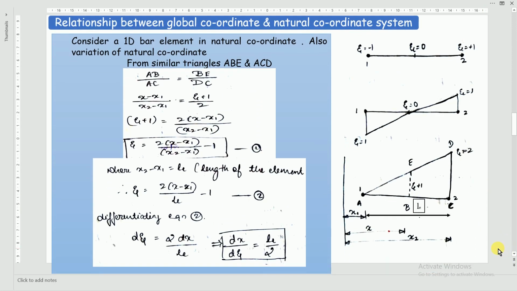You can take down the heading, relationship between global coordinate and natural coordinate, and take down these three figures one below the other. So first let us consider a 1D element having two nodes 1 and 2 in terms of natural coordinate. This is called a 1D element, or we can even call it a bar element since it is one dimensional. And write the values of the natural coordinate as it is said to you, its value does not exceed 1. At the center the value is 0, and on both sides, on the left hand side it is -1 and on the right hand side it is +1.